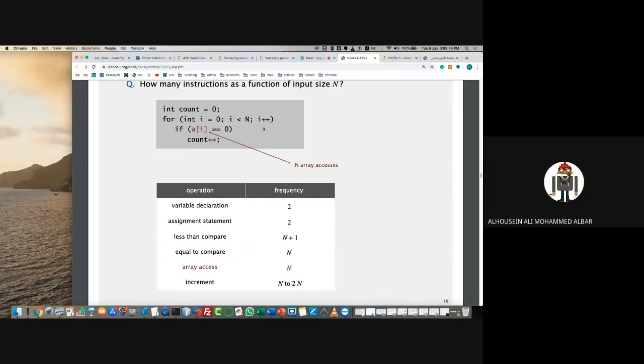Okay. So you can see the red one. If A of i equals 0. A of i means we want to fetch the value from the memory, and then we're going to compare it with 0. Okay, this is inside the loop.